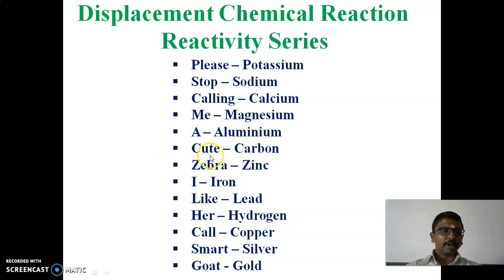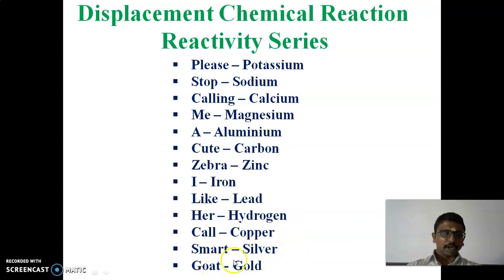And next is zebra. So zebra, zinc. And iron. And lead. And her, hydrogen. And copper. First Cu, that is cute, that indicates carbon. And next is Co, that indicates copper. You remember that? So carbon, Ca, alphabetical first letter. So here copper, the copper symbol is Cu. So like that you can remember it.